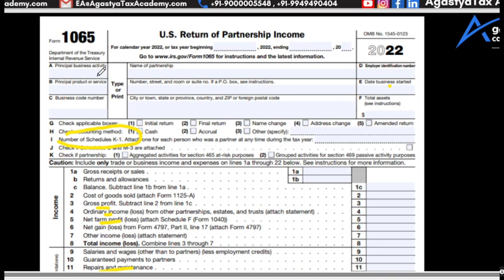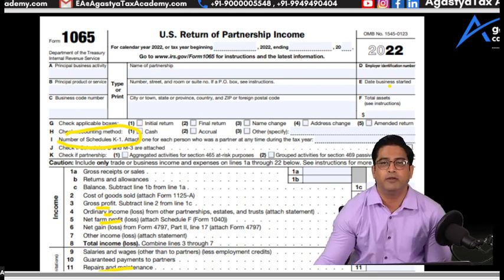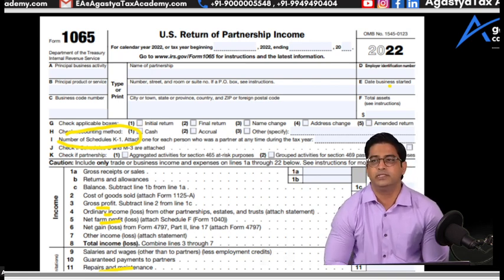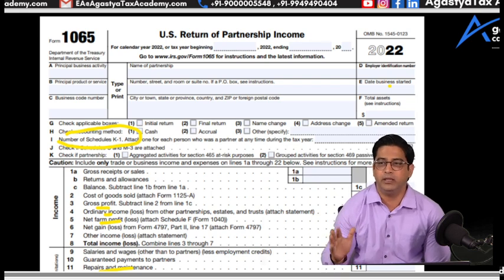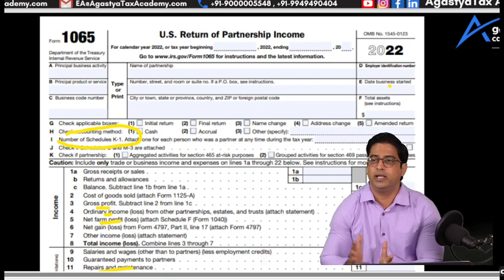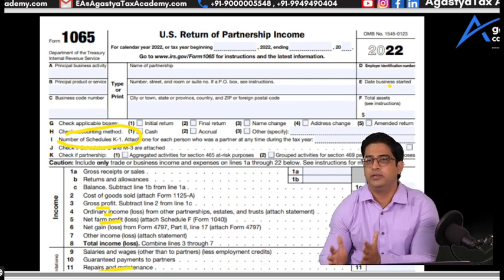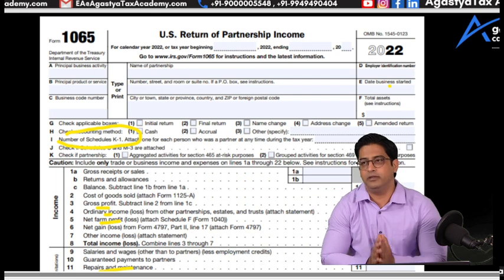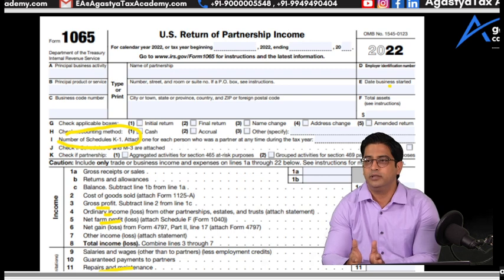When are we supposed to file this form? The partnership return is a pass-through entity, a PTE. The PTE date is March 15th, while the usual return will be filed by April 15th. It is the third month after the end of the tax year. Usually the tax year ends on December 31st, so starting after the end of the tax year, the third month, 15th day is the partnership's due date.